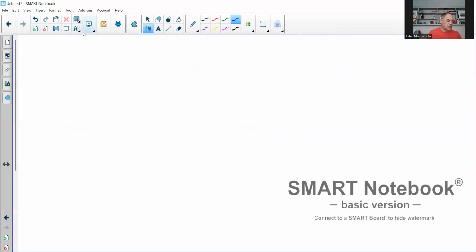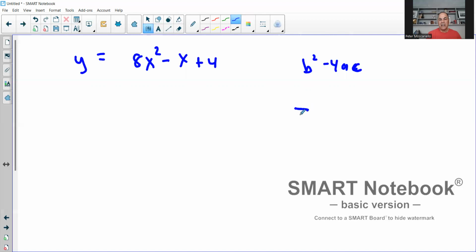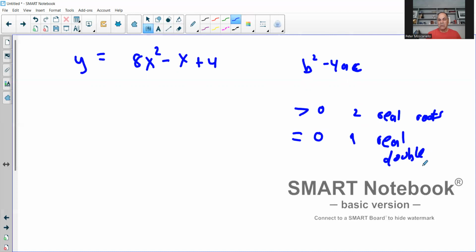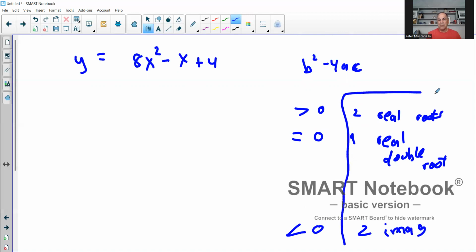Okay, on to number 4. Use a discriminant to tell what kind of roots you have. So maybe you want to put on your note card that the discriminant is just b squared minus 4ac. And if it's greater than 0, you get 2 real roots. If it equals 0, you get 1 real double root. If it's less than 0, you get 2 imaginary. Now this right here is going to be on the test as your choices A, B, C. You just have to know what matches with what.